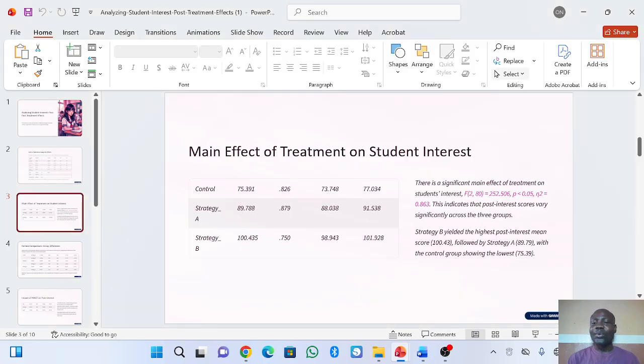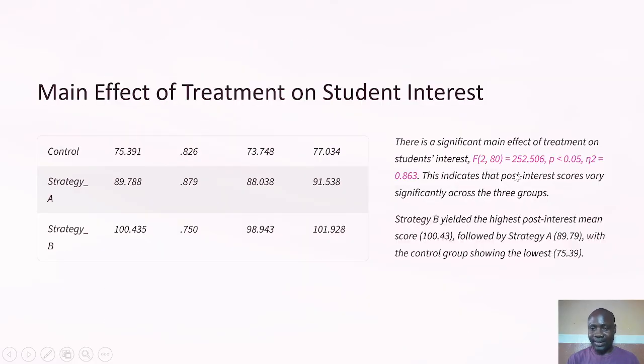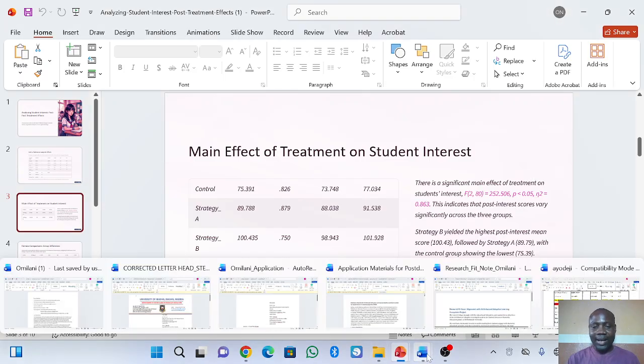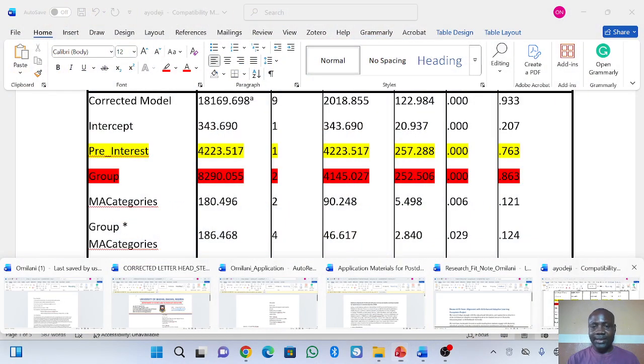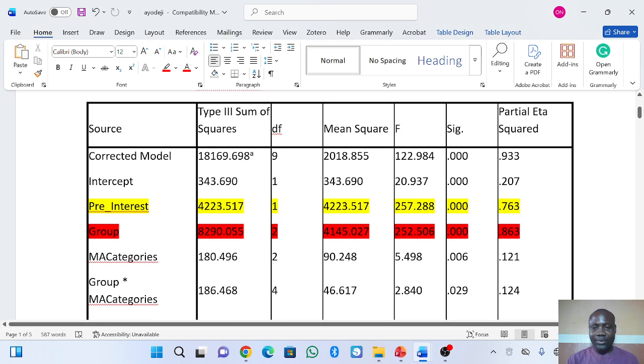Let me show you where I got all those values from, because you may be reading a paper and you just find all those things there. Let me quickly provide information on where they are gotten from. This is the SPSS output that I copied to Word. This is where I got the F from. You check the F that matches the group, so that's why I chose this F.